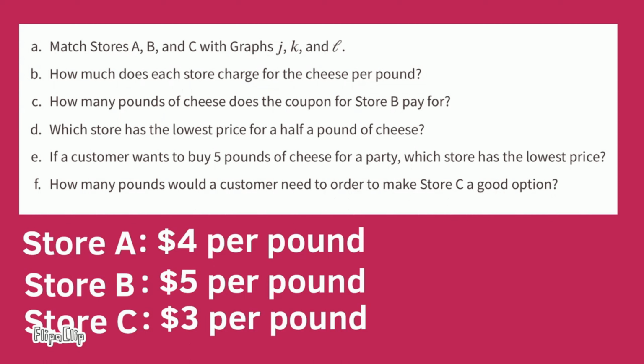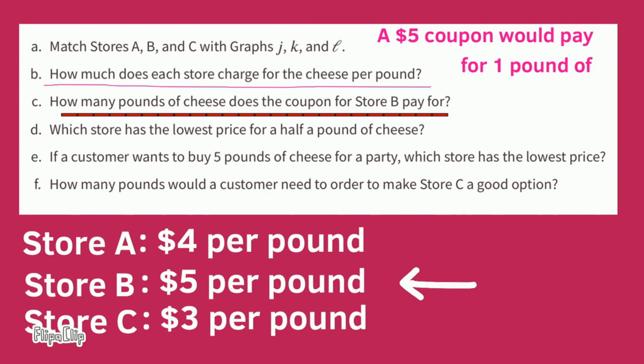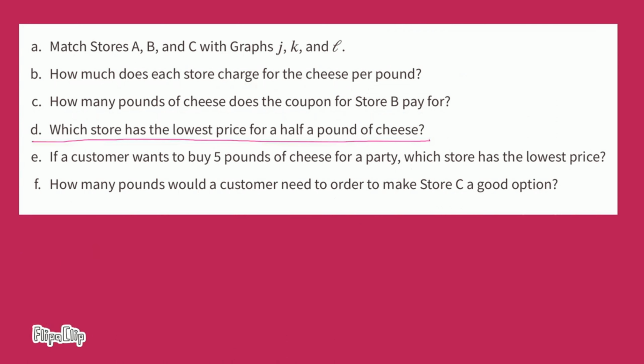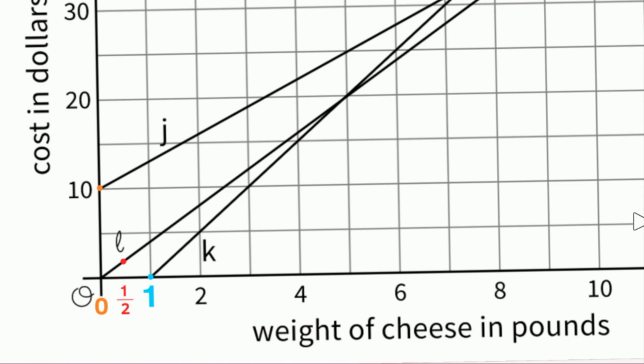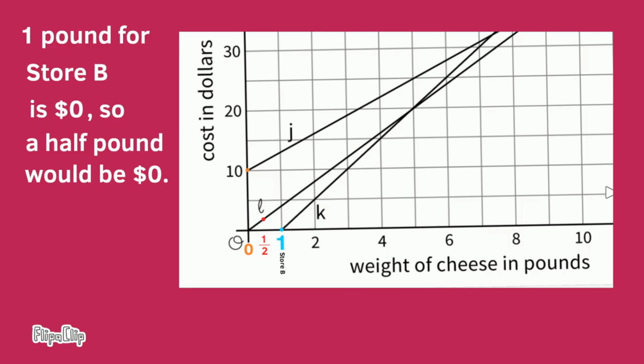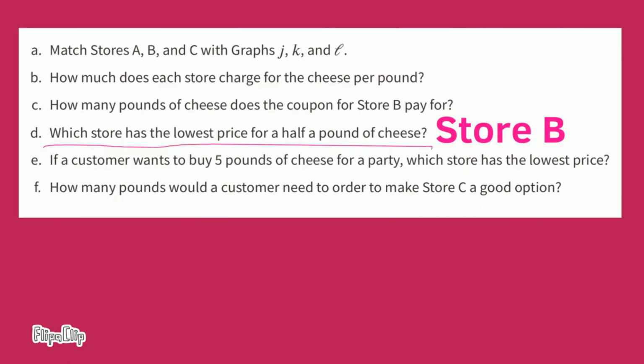How many pounds of cheese does the coupon for Store B pay for? For store B, a $5 coupon would pay for 1 pound of cheese because at store B, a pound of cheese costs $5, the same amount as the coupon. Which store has the lowest price for a half pound of cheese? Look at line K. With a $5 coupon, 1 pound of cheese would cost $0. 1 pound for store B is $0, so a half a pound would be $0. Store B has the lowest price for a half a pound of cheese.